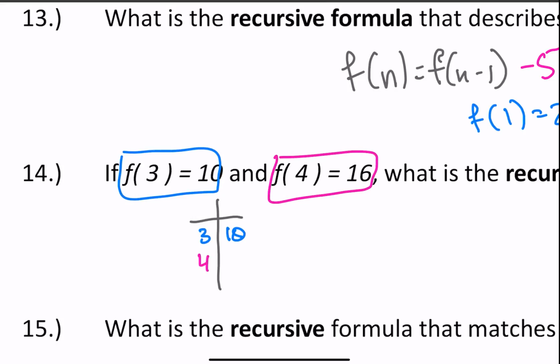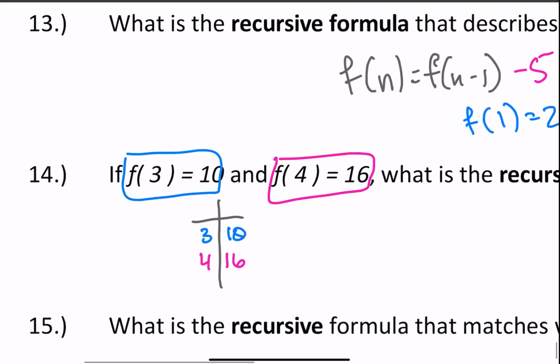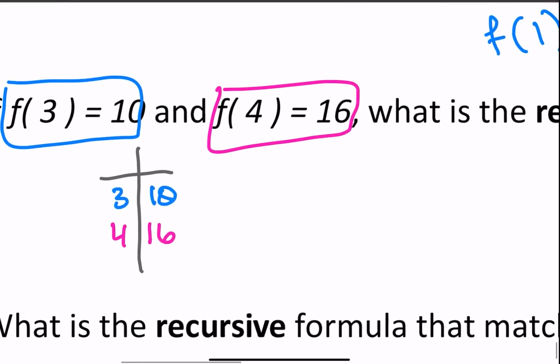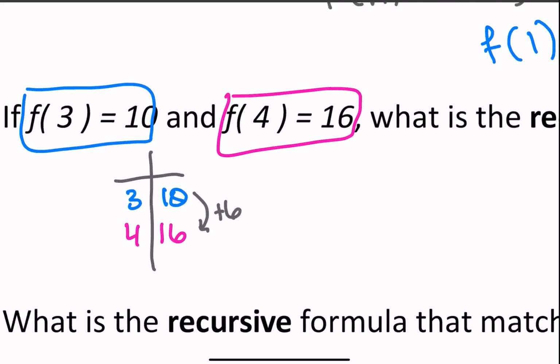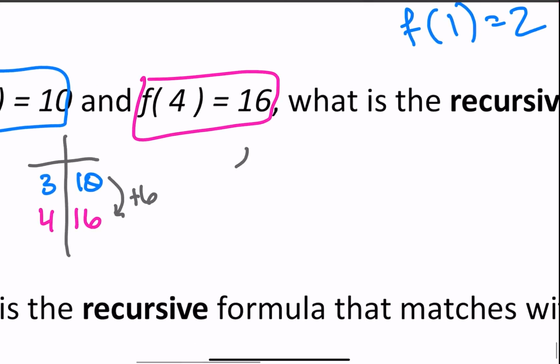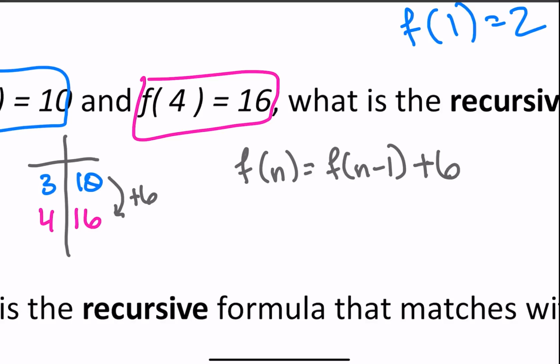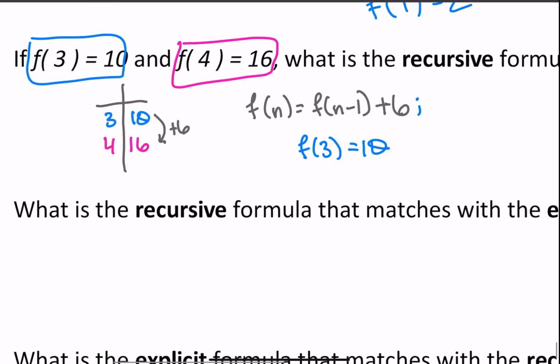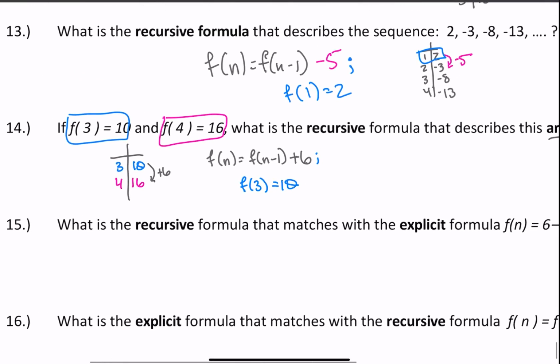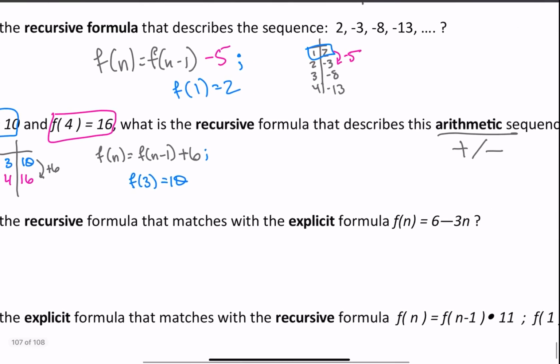Well, I write that in my table, that's 4 and 16. And earlier we said this is arithmetic, so we either add or subtract. Well, to get from 10 to 16 using arithmetic, that's going to be adding by 6. So when we write the recursive, this is going to be f of n equals f of n minus 1 plus 6, given that we started with f of 3 equals 10. Very good.